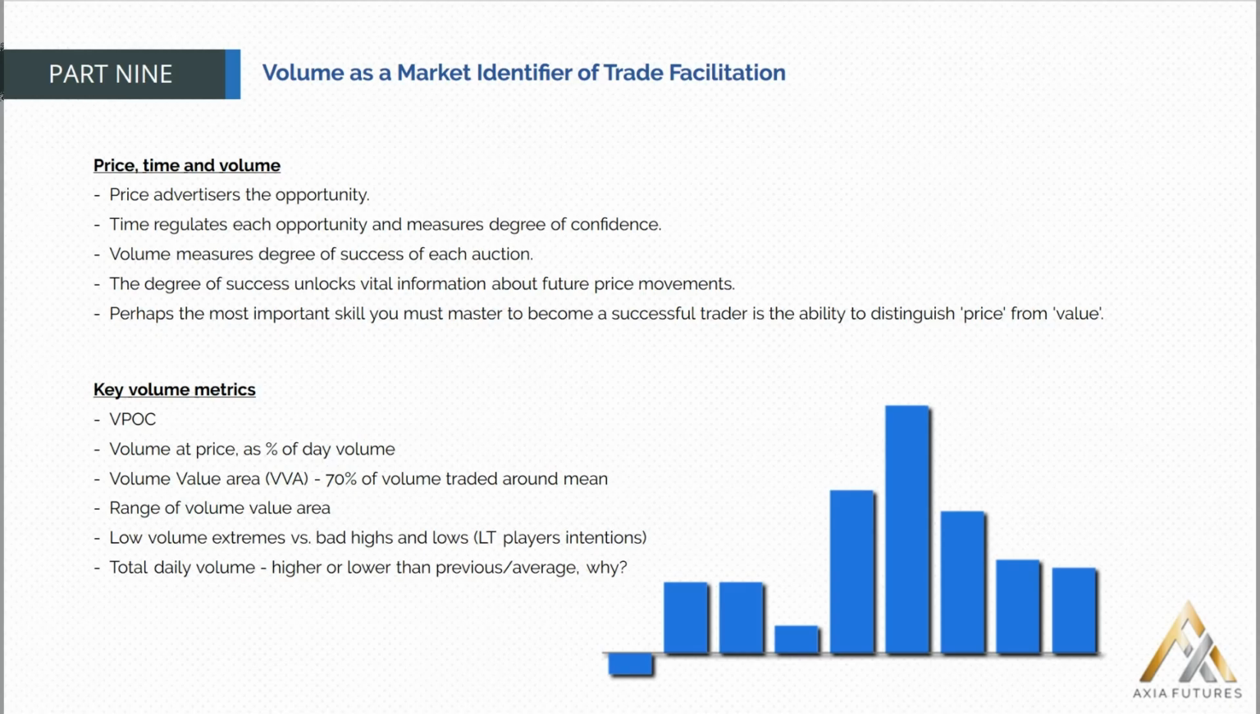I'm sure by now you know that definition very well, as we have discussed it throughout modules 1, 2 and 3. But the basic premise remains the same. Every single volume profile consists of volume, price and time, and that's why it's paramount we keep repeating this. More important is the degree of success unlocks vital information about future price movements. In other words, volume measures the degree of success. It's important we assess this degree of success, as that will tell us potentially what could happen in the future.